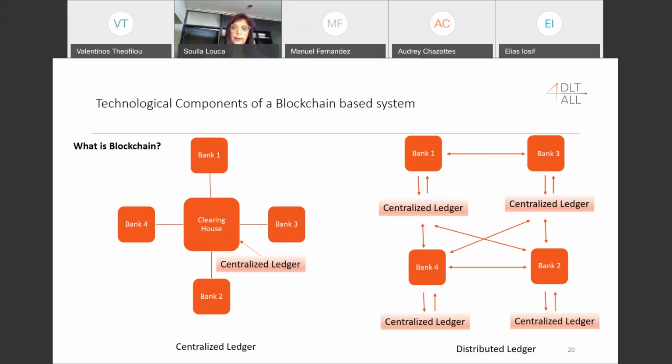In a decentralized system, in a distributed ledger, in other words, each of the banks keeps a copy of the ledger by itself. So if a change is made, all the different banks have to confirm, accept the change, and make the change in their copies that they have as well. We're going to see this in a little bit more detail.